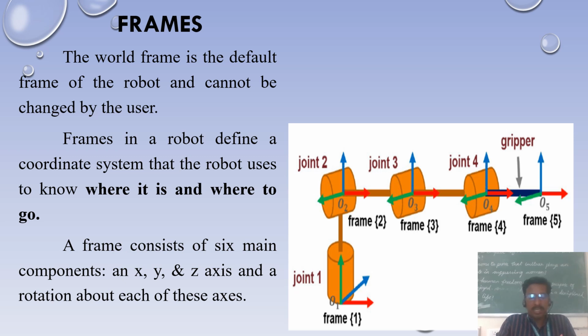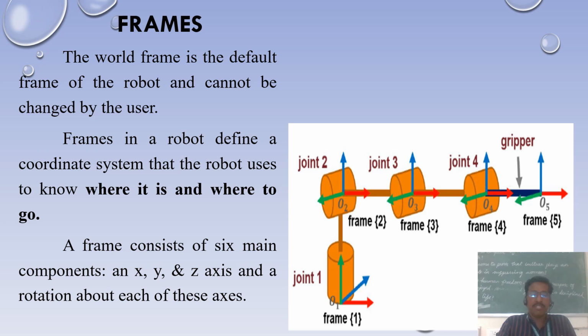The next topic is frames. The world frame is the default frame of the robot and cannot be changed by the user. So generally the frame is the place occupied by a robotic system, as well as the moment the end effector reaches the particular object where it interacts with that object. So the total space is generally occupied and calculated as a frame.